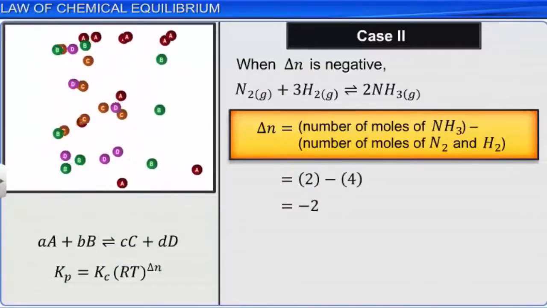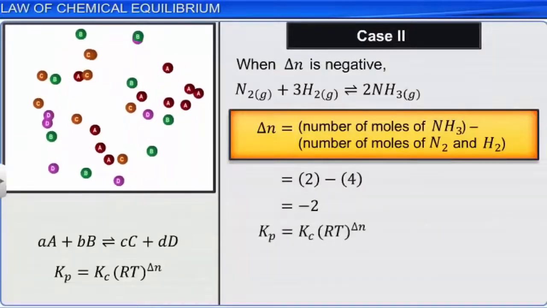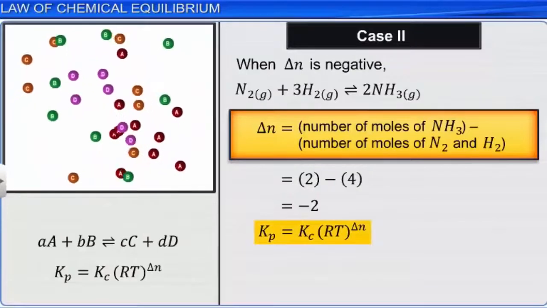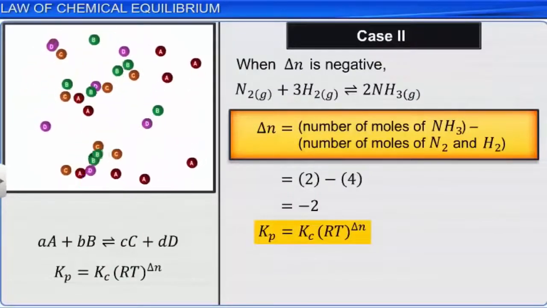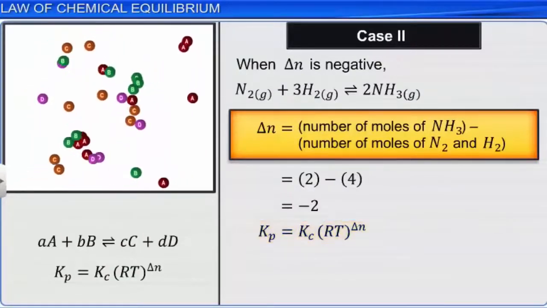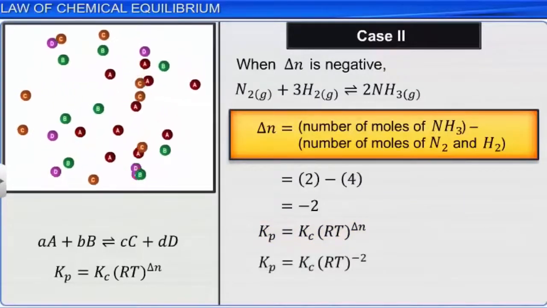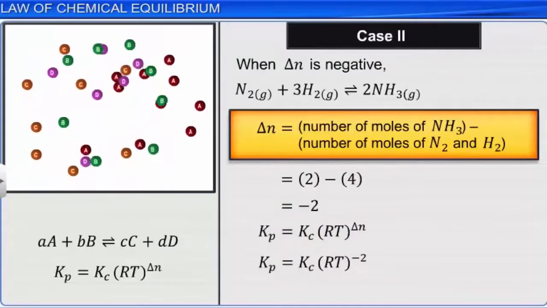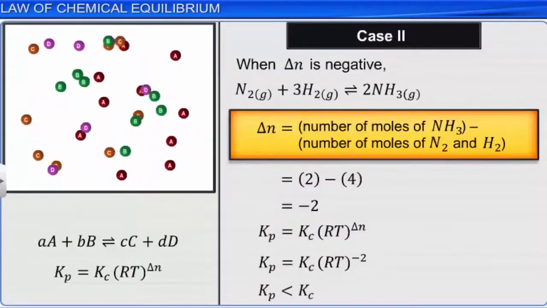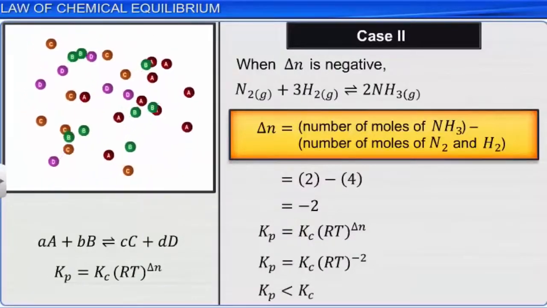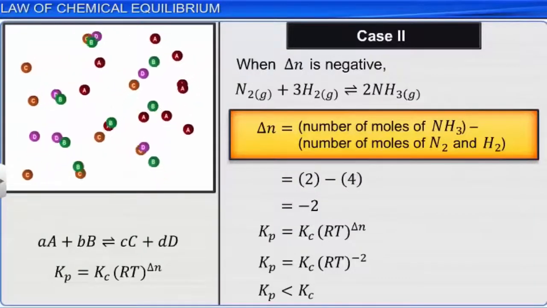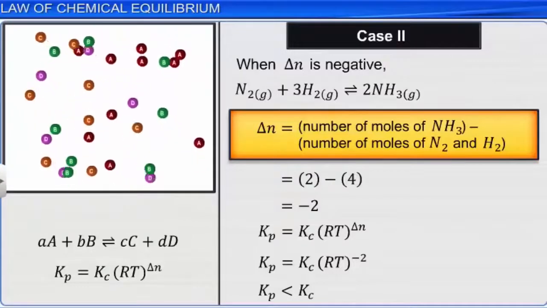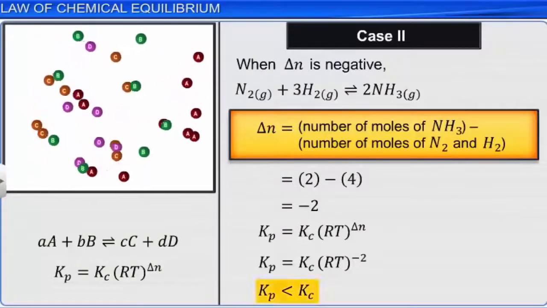Substituting the value of delta n in the equation Kp is equal to Kc multiplied by the product of R and T raised to the power of delta n, we get Kp is equal to Kc multiplied by the product of R and T raised to the power of minus 2. Therefore, for reactions in which delta n is negative, that is, where the number of moles of gaseous products is less than the number of moles of gaseous reactants, Kp is less than Kc.